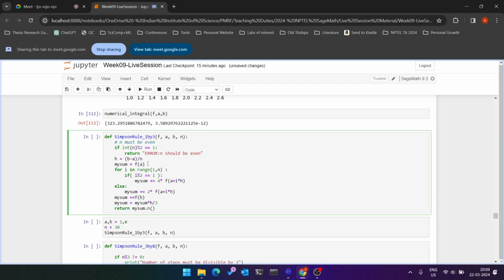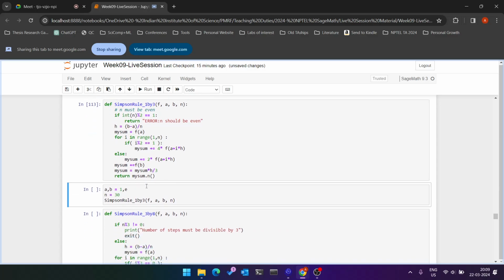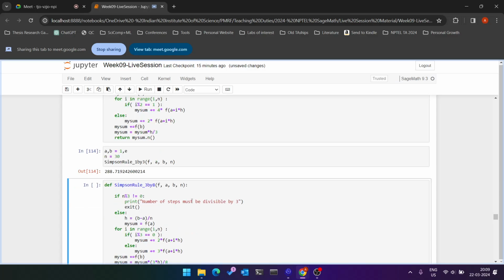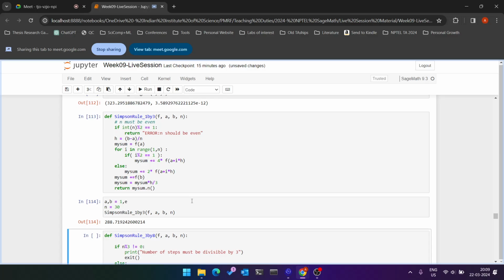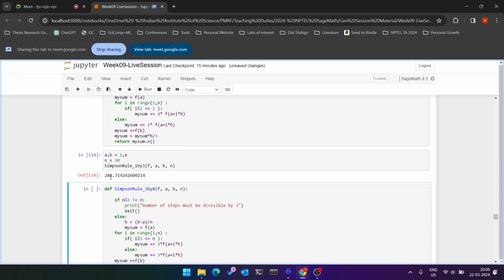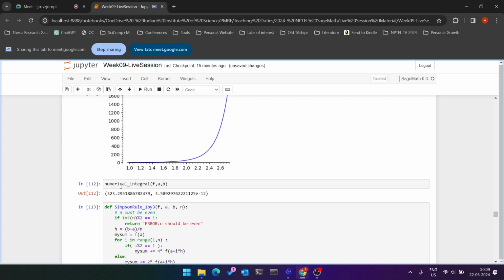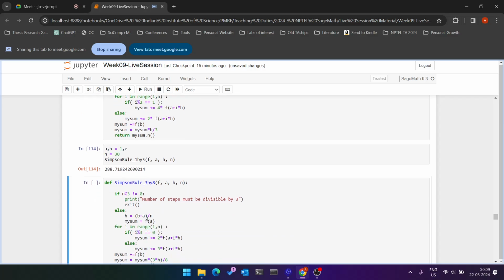Endpoints are directly added, f of a and f of b, without a multiplier, and the whole thing is later multiplied with h by 3, and the sum is obtained in numeric form. So I run the equation with a and b going to 1 and e respectively, n is 30 and 600. So I get a different value, 288.719, which is quite different from this 323.